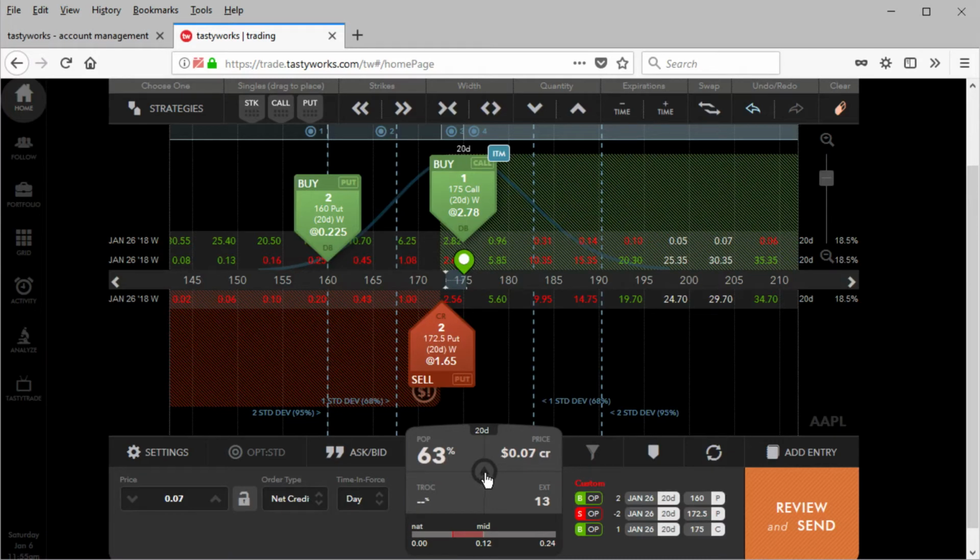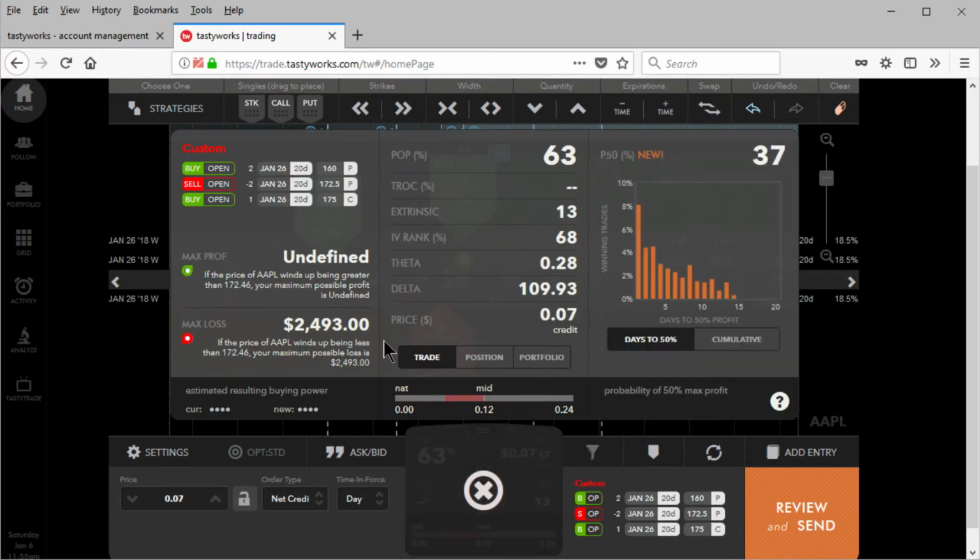So here's the stat here. Essentially, max loss is 24.93. Essentially, it's 2,500 minus the 7 cents that got collected, or the $7.